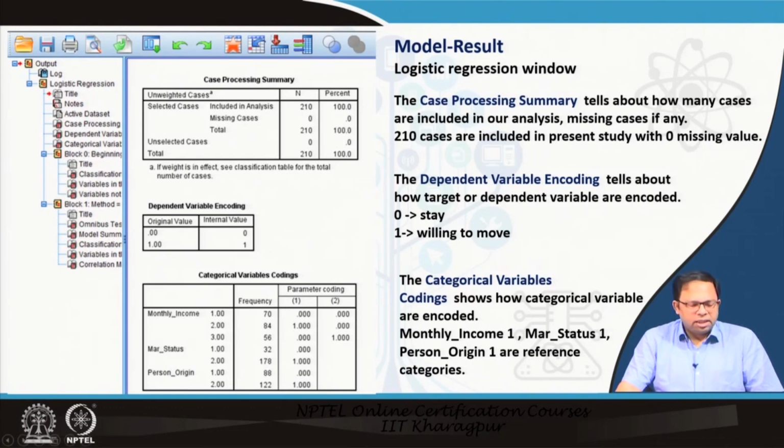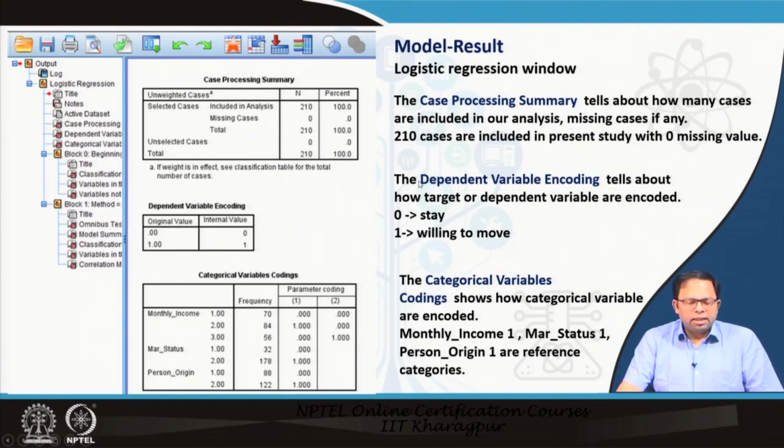Here you can see the results screen. I will start from the beginning. This is the logistic regression window. The first table is the case processing summary, which tells us how many cases are included in our analysis, and if there were any missing cases, like some of the variables were missing, those would be listed. There were around 200 cases included in the present study with 0 missing values.